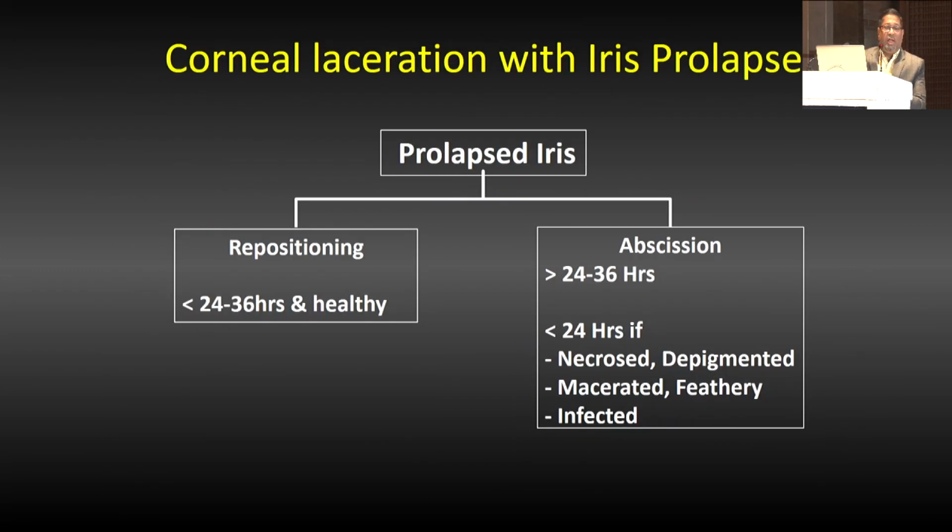Corneal lacerations with iris prolapse is one more entity which you have to always think about before suturing, because before suturing either the prolapsed iris has to be reposed back or it has to be excised. If it is less than 24 hours, it is almost always healthy, so it can be reposed back. If it is unhealthy, even if it is less than 24 hours, it shows signs of necrosis and maceration, and infected rim or infected edges will be there, then we should excise it. And of course, if it crosses beyond 24 hours, it has to be excised.